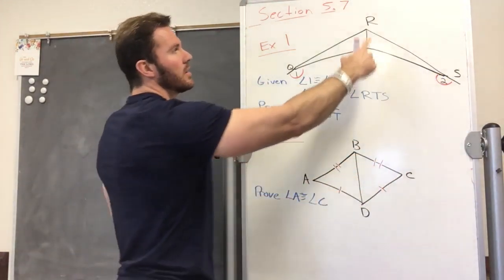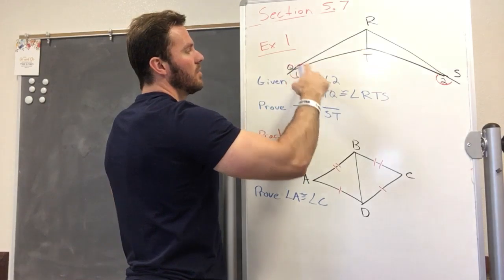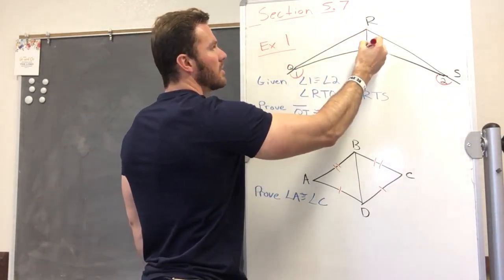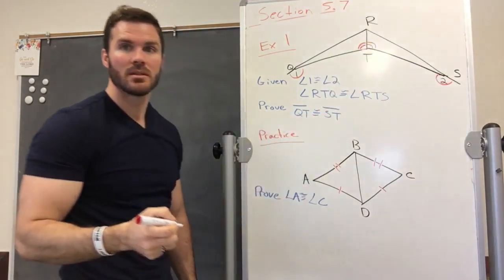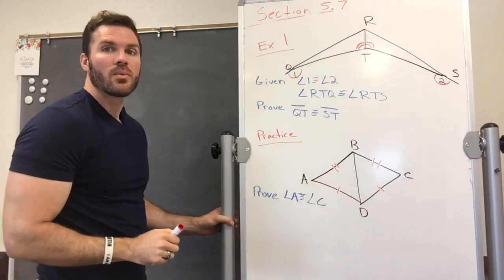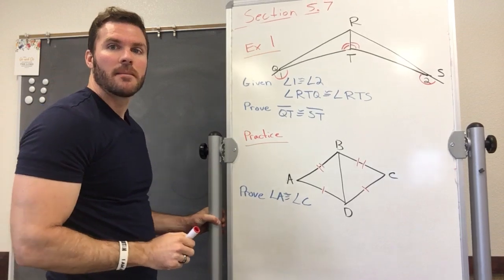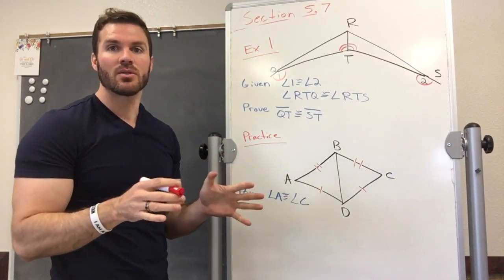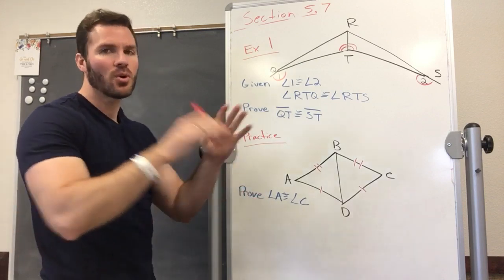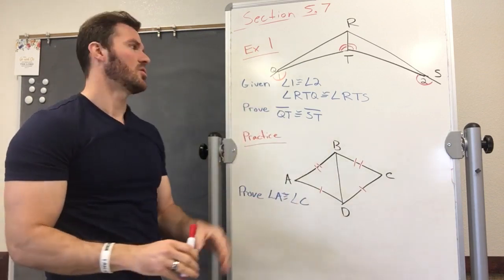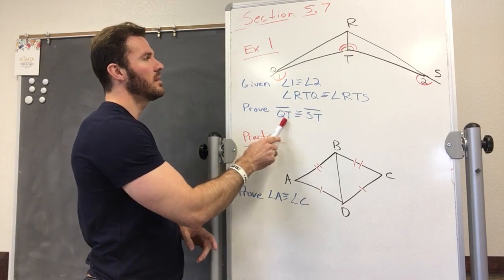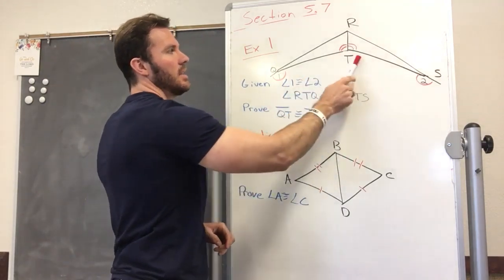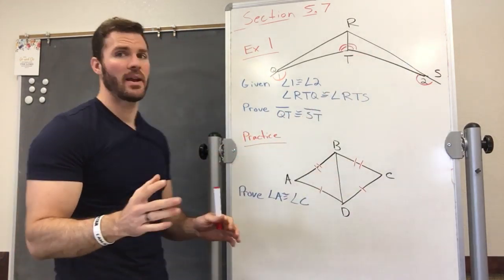Angle RTQ is congruent with RTS. So this and this, these two are congruent to each other. Okay. Now we need to deduce what other things are congruent to find all the corresponding parts to show that QT is going to be congruent with ST. Okay, so far we have two angles.